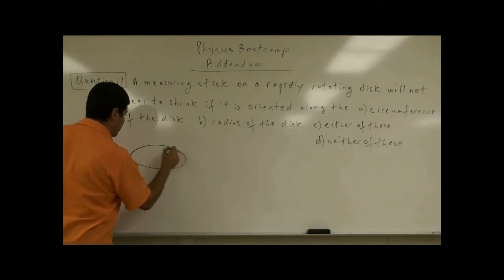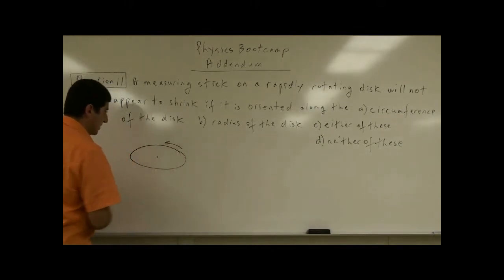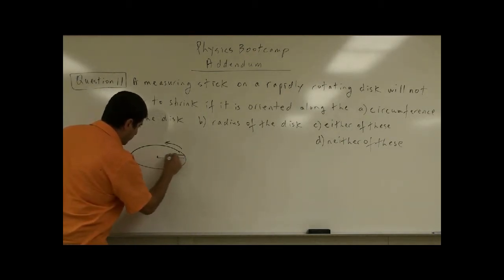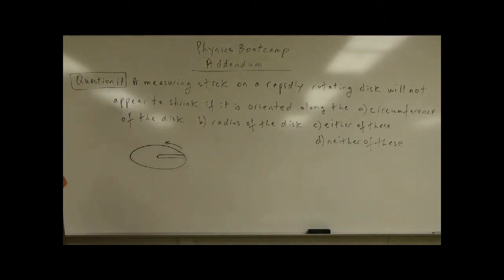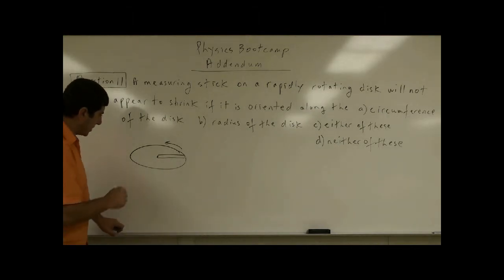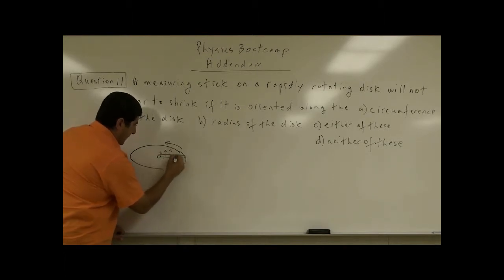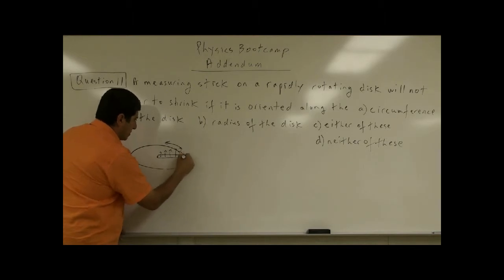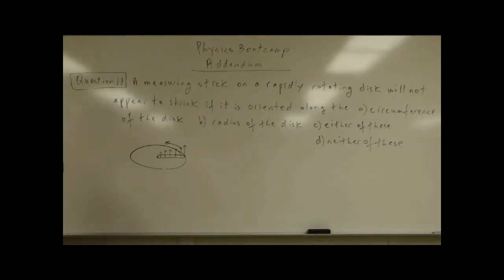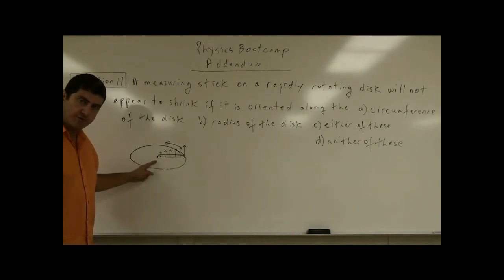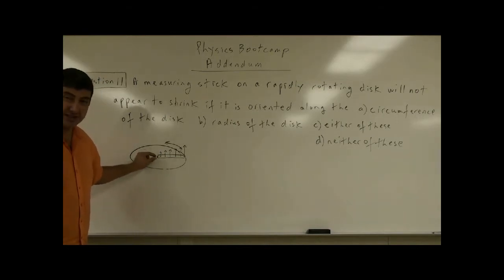Imagine there's a disc here that is rotating. If we put the measuring stick from the center radially outward, will it appear to shrink? Well, think about all the points of the ruler. The ruler is moving this way. This point is moving this way faster, faster, faster, faster, faster. So will this length be contracted? No. Its width will be contracted a little bit.